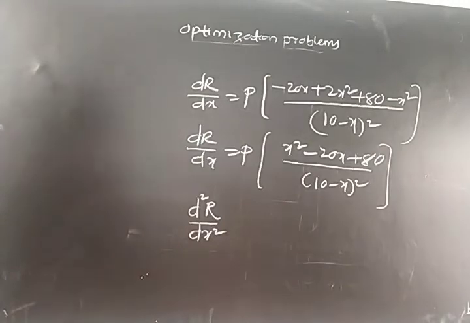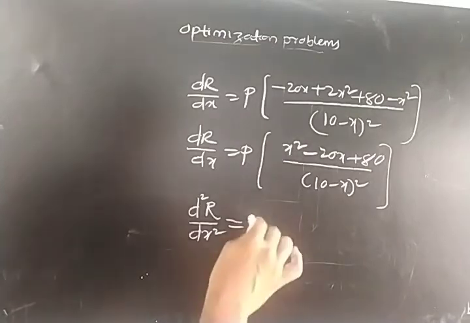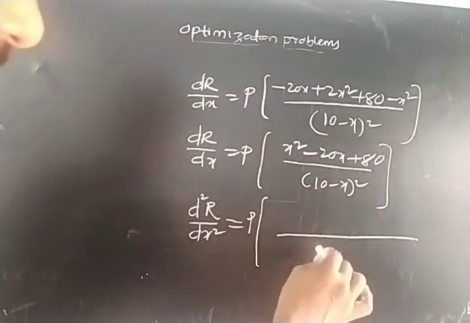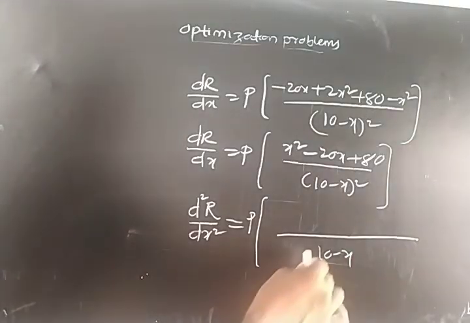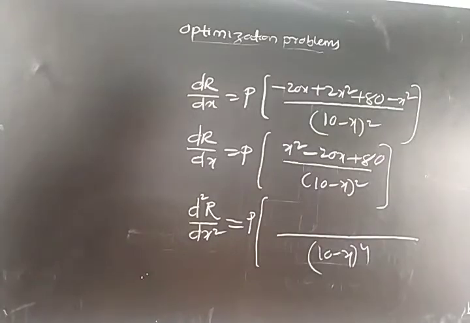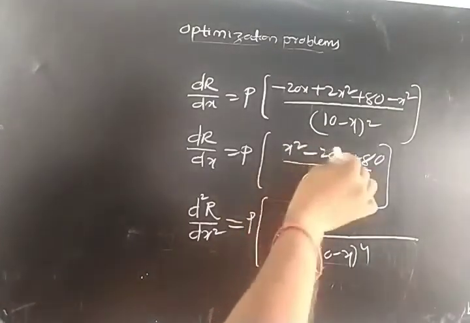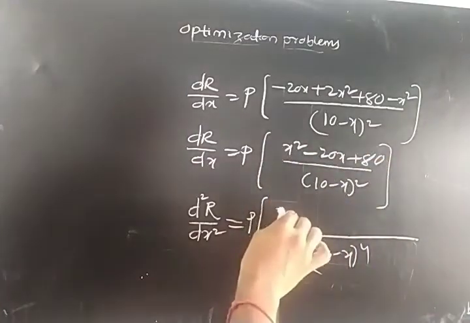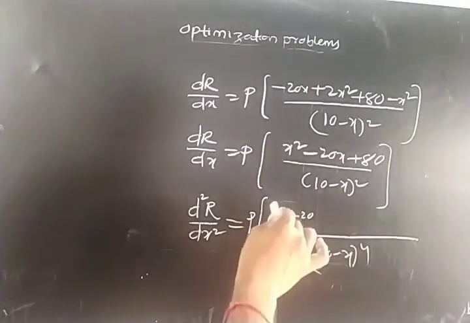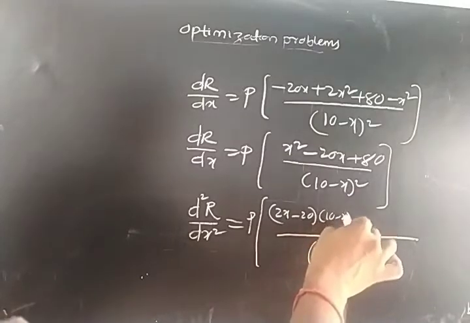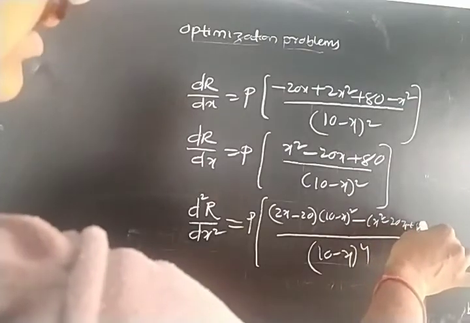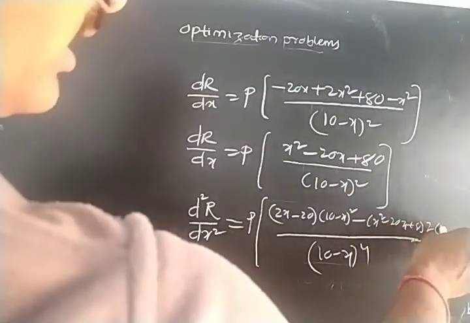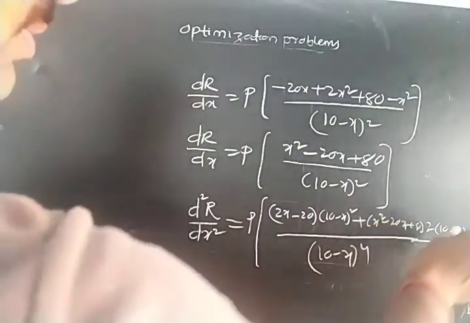So I am differentiating the first derivative with respect to x. So again we will get P into (10 minus x) whole power 4. So by simplifying this, differentiation of numerator is 2x minus 20 and leave the denominator, minus leave the numerator x² minus 20x plus 80. This one derivative, 2 into (10 minus x), derivative becomes plus x.